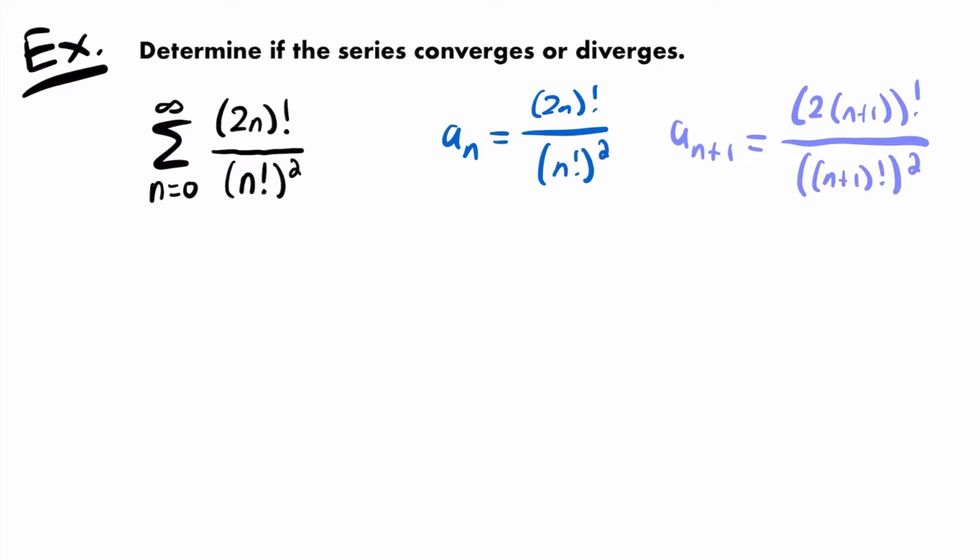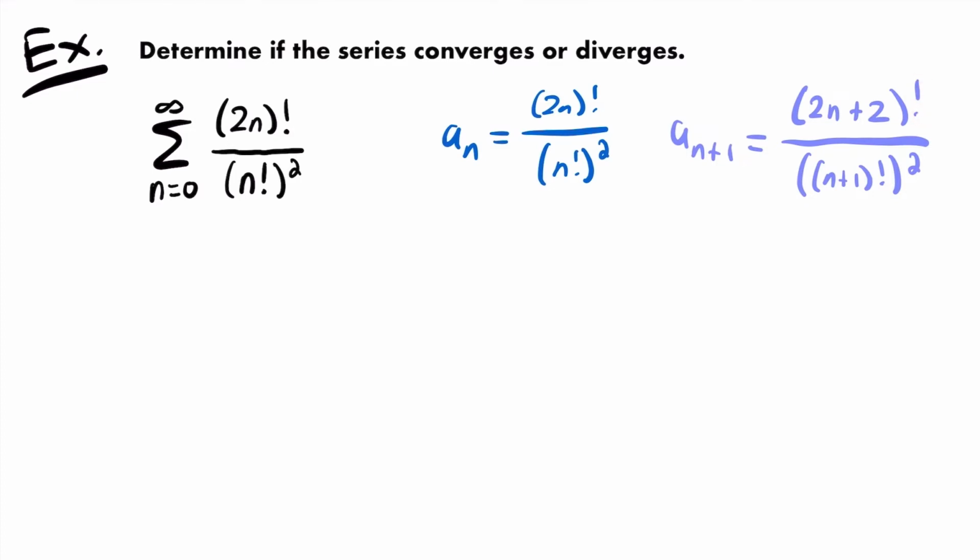All right, now let's simplify this a little bit. Instead of having 2 times n plus 1, let's just multiply this 2 through this quantity. So 2 times n is 2n, and 2 times 1 is 2. So what we really have here is 2n plus 2 factorial. So I'll write that, 2n plus 2, and that is still affected by this factorial.